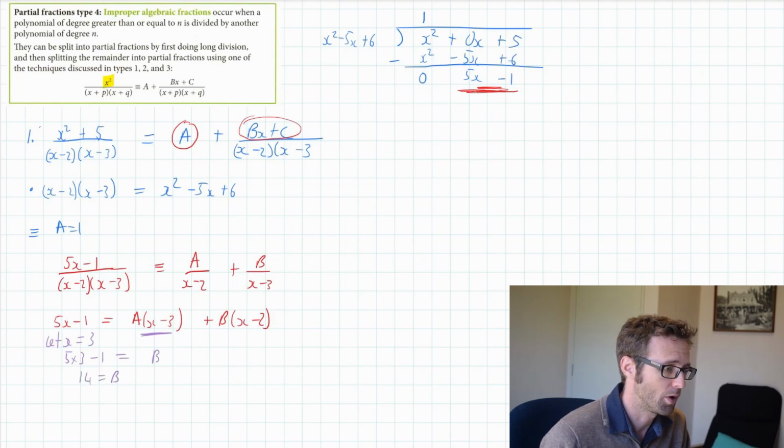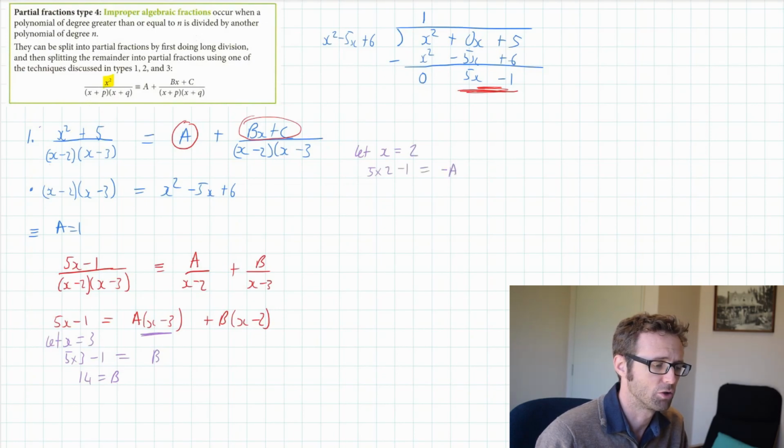Now we're going to work on a. My next step would be let x equal 2. When x is equal to 2, I have 5 times 2 minus 1 equals negative a, and then b drops out because 2 minus 2 is 0, and 0 times b is 0. So we end up with 5 times 2 is 10, minus 1. So 9 is equal to negative a, and therefore a is equal to negative 9.